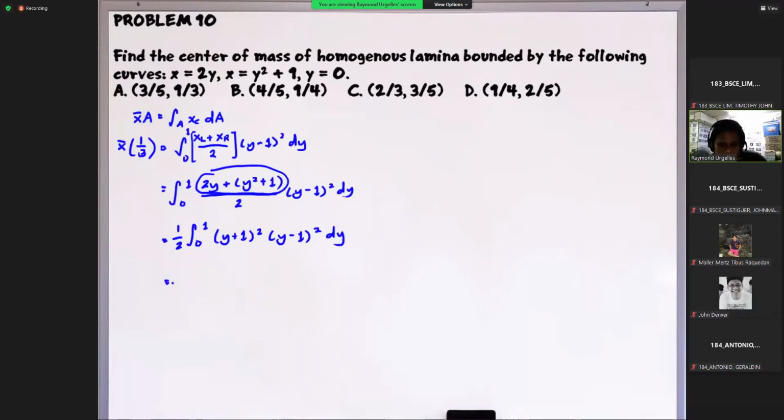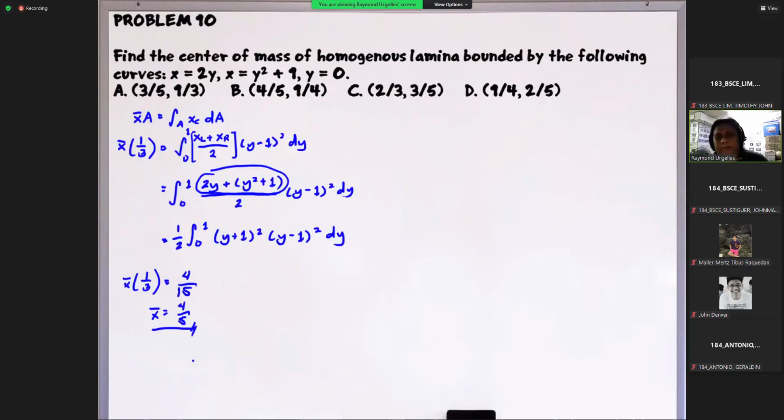Okay? So we have 1/2 times the integral of (y + 1) squared times (y − 1) squared, from 0 to 1. Okay? So this is x bar times 1/3, so then this will be equal to 4/15. So what comes out here is that our x bar is equal to 4/5.